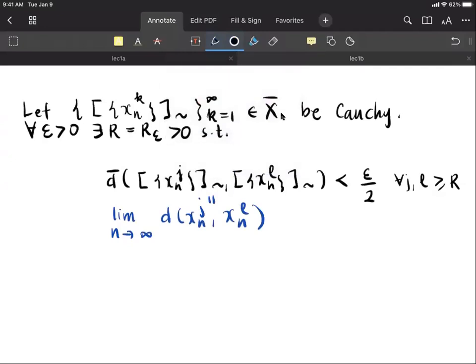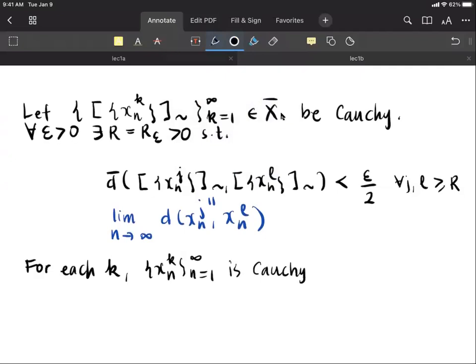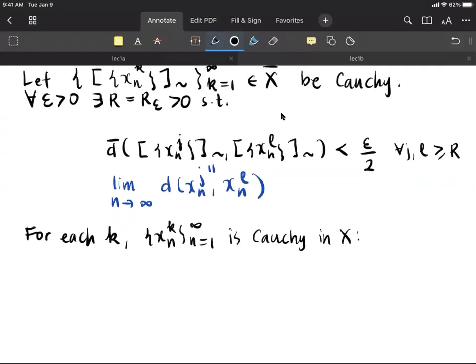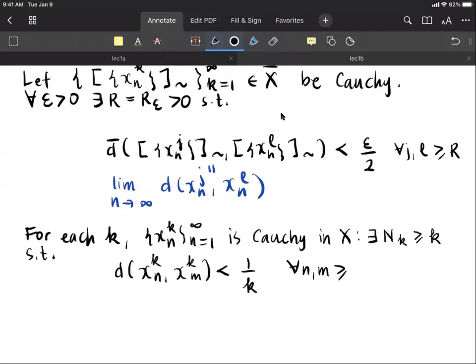For the next step, take note that for each K, by the definition of X bar, x_n^K, with respect to the index n, is Cauchy in X. So this means that there exists an n_k, and let us choose this n_k large enough, meaning greater than or equal to k, such that the distance, here k is fixed, the distance between these 2 points is less than epsilon, and we take the positive epsilon to be 1 over k, as long as the indices n and m are greater than or equal to n sub k.